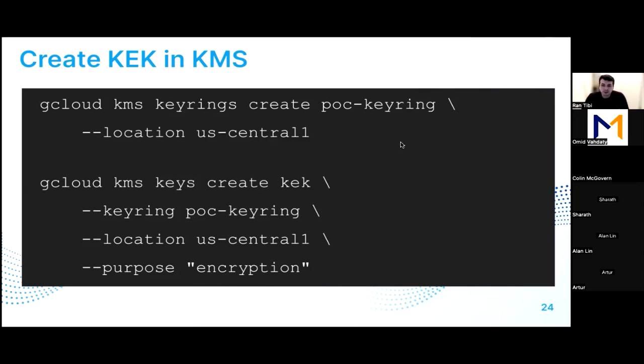The first thing that you need to do is to create a keyring. A keyring is a group of keys. Once you have a keyring, you can create a new key. You can create the KEK there that is related to this specific keyring. The result of these commands will be a new KEK stored securely in Google KMS, and you will have the URI to the KEK. All right?